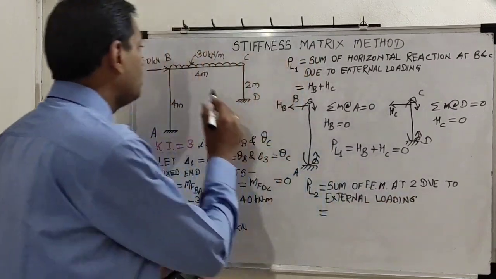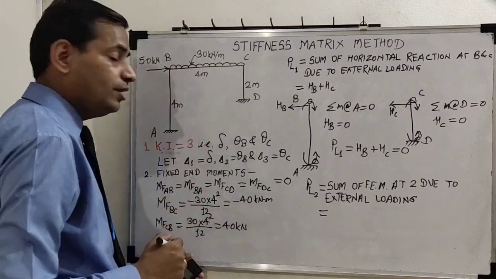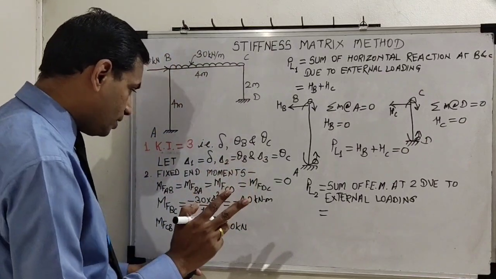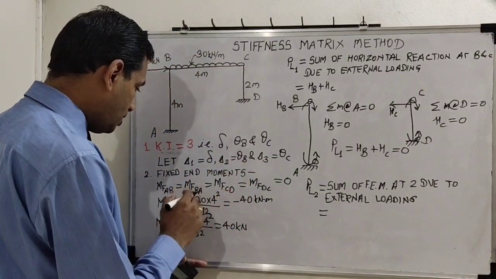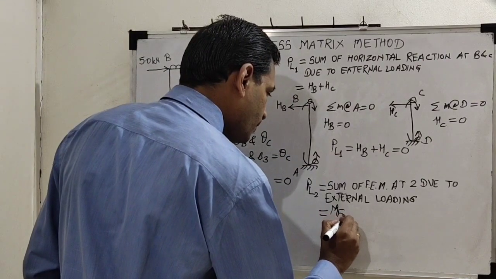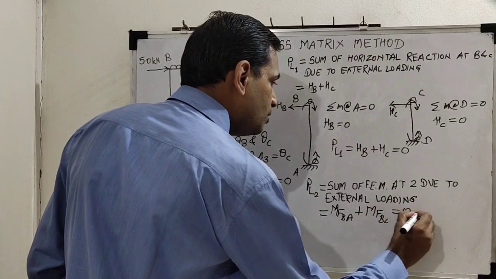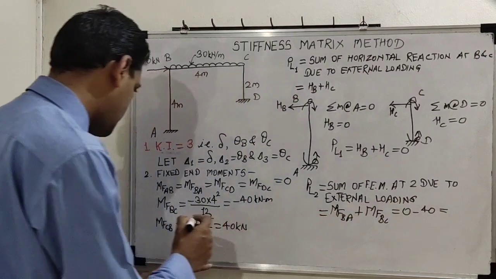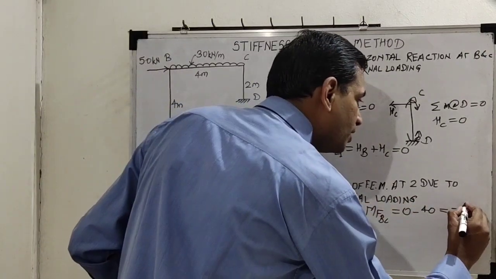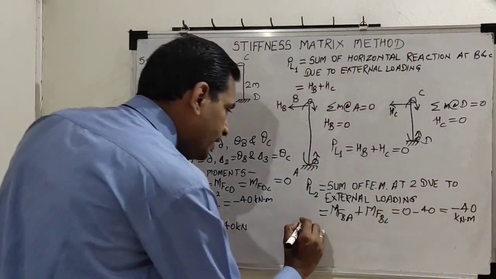So it is joint B because it is rotation of joint B. On B we have two fixed end moments. One is MFBA, which is 0, another is MFBC, which is minus 40. So MFBA plus MFBC is 0 minus 40. Let us check again. Okay, so it is minus 40 kilonewton meter. What about PL3?